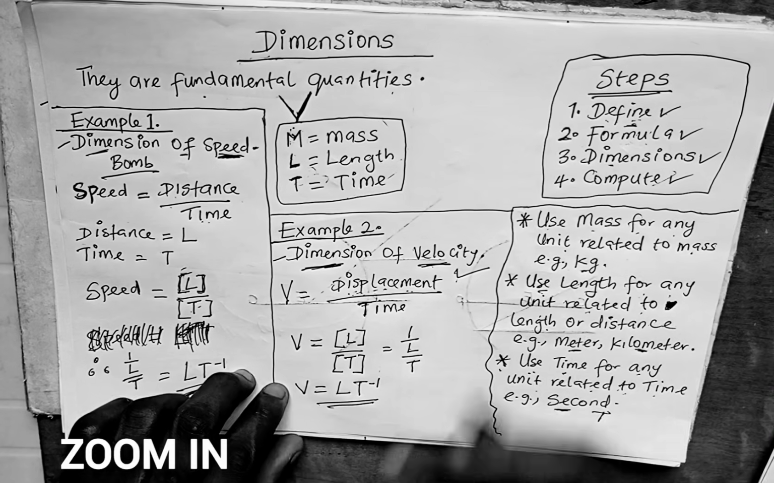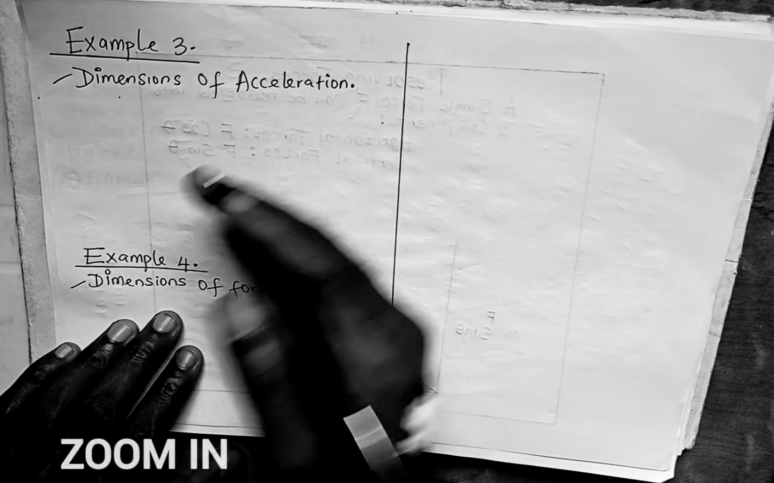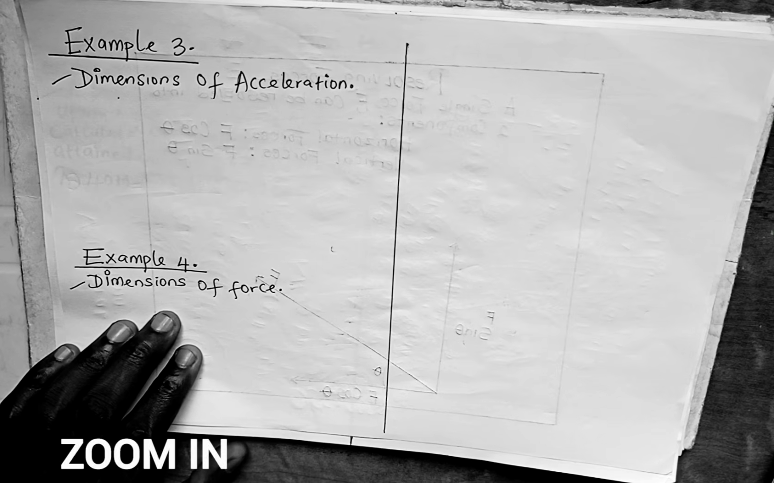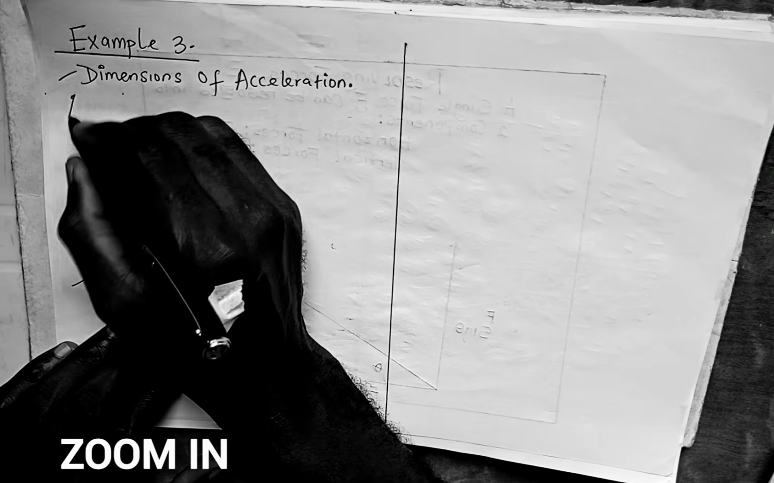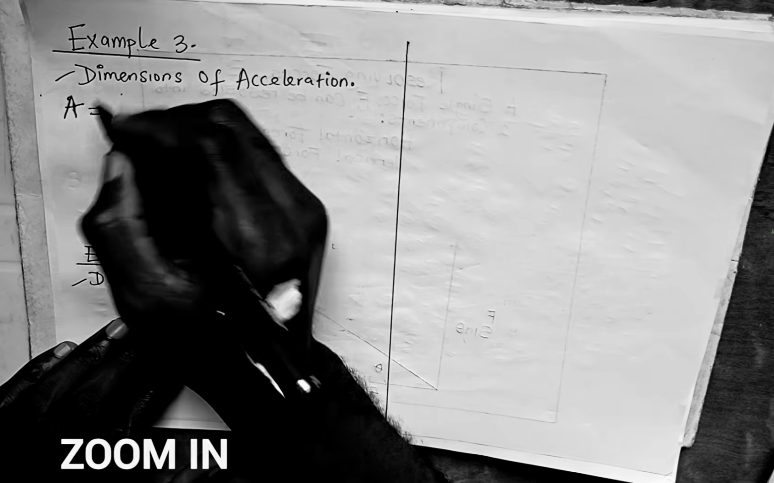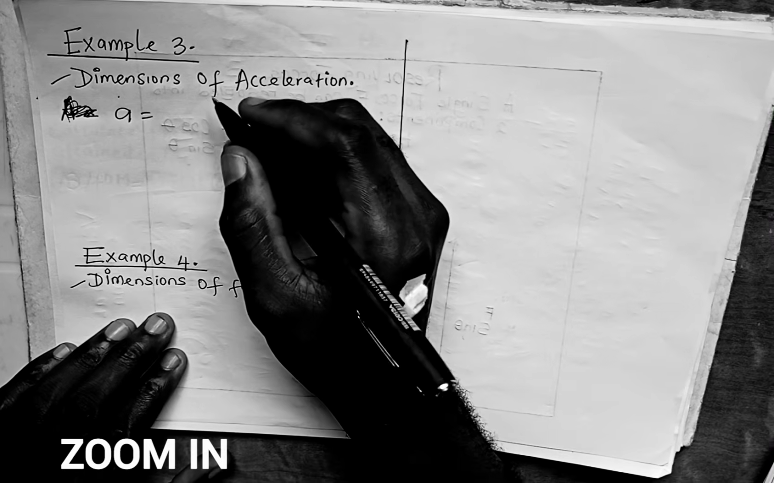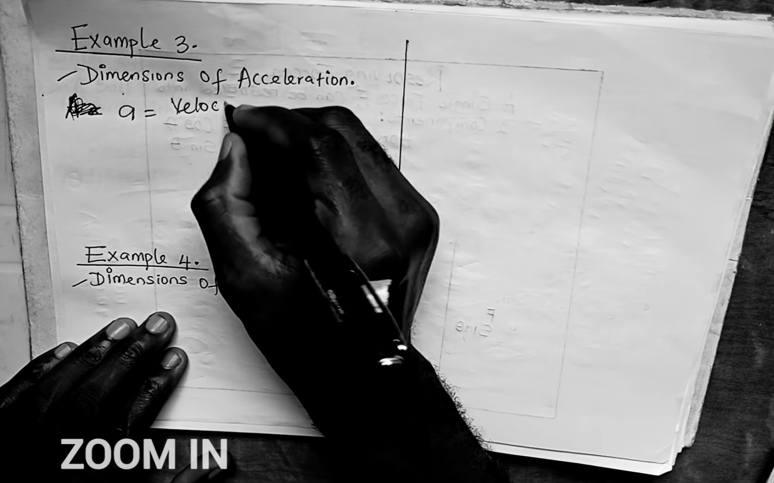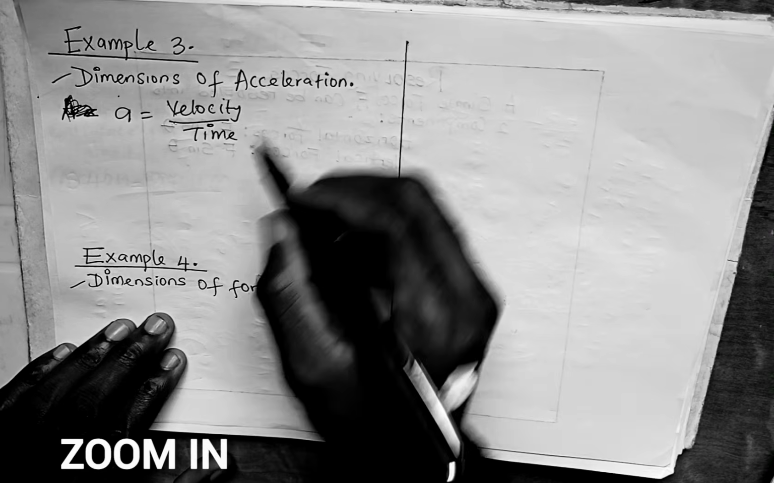So let's move over to the next, a more complex one. Example 3 says dimension of acceleration. How do we do the dimension of acceleration? Following the rules, the first rule is to define. So we define acceleration right away. Acceleration is the rate of change of velocity with time, so A is equal to velocity over time. This is the formula of acceleration.